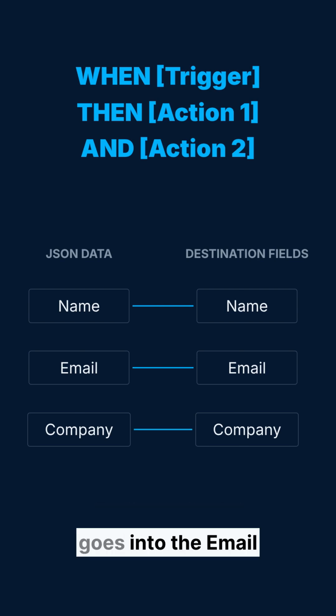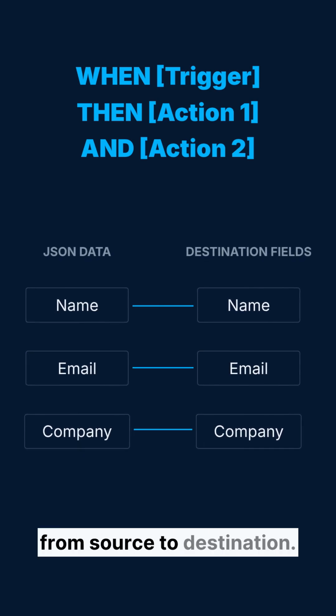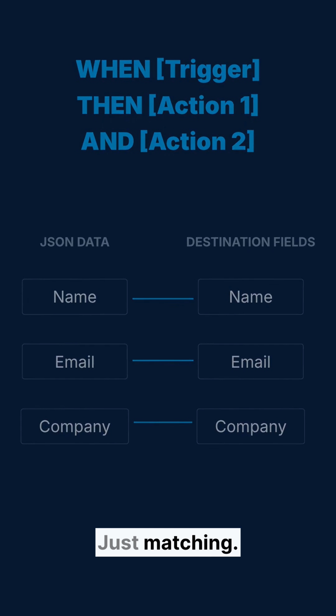Email from the form goes into the email column. You drag a line from source to destination. No code, just matching. Master field mapping, and you can connect anything to anything.